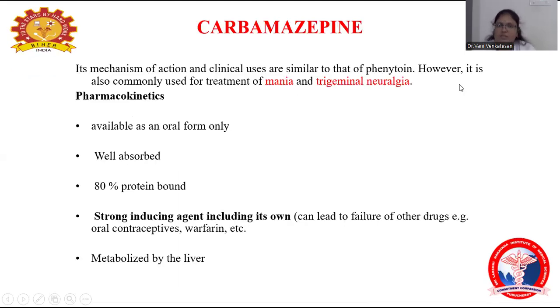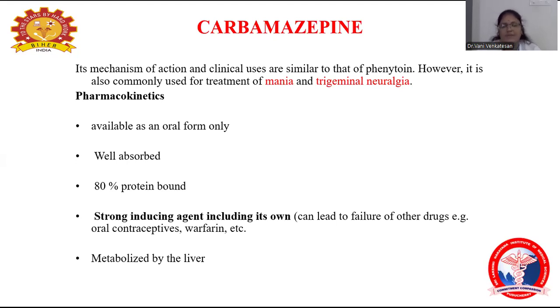Coming to carbamazepine. The mechanism of action and the clinical uses are similar to that of phenytoin. This also interferes with calcium and sodium passage across the cell membrane and prevents neuronal transmission. One major advantage of carbamazepine is that it can also be used in the treatment of trigeminal neuralgia. For trigeminal neuralgia, the drug of choice is carbamazepine, and in mania, carbamazepine is used as a second-line drug of choice.